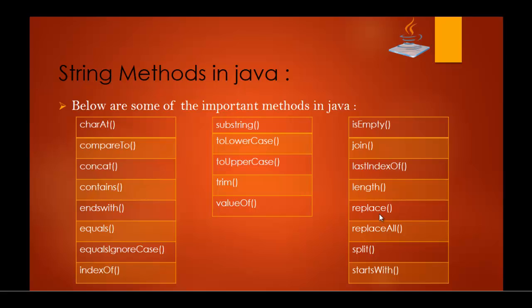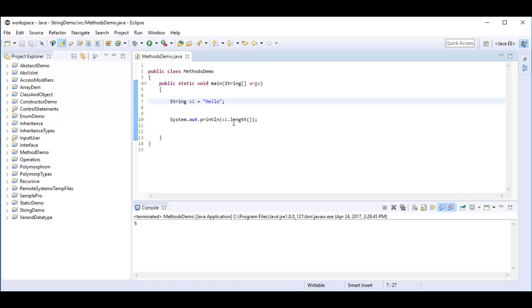Now we have something called replace. What does the replace method of the string do? That we are going to understand. The replace method is going to replace part of the string. The replace method returns a string replacing the old character with the new one. Let me show you a simple example.